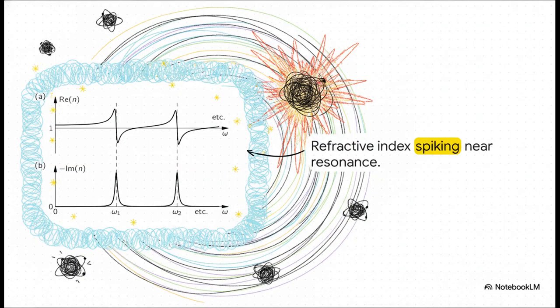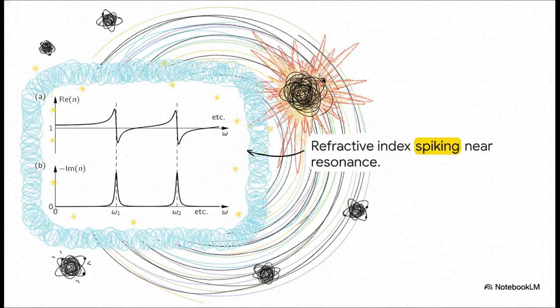Now, what's really interesting is what happens right at that anomalous dispersion point. When you graph this out, you see these massive, dramatic spikes. When the frequency of the incoming light gets extremely close to the atom's natural resonant frequency, the electrons just go wild.